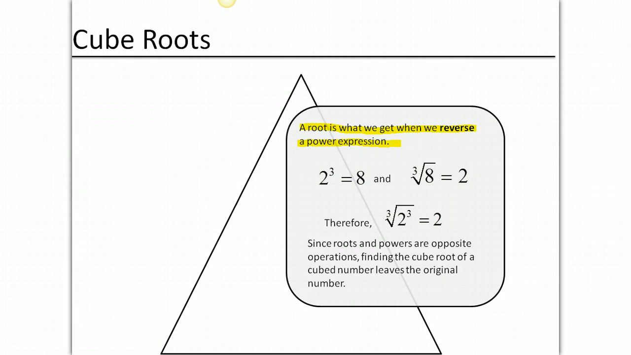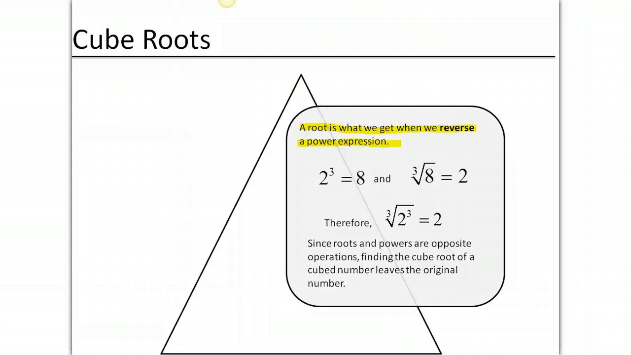So 2 cubed equals 8, as we've seen. And now the cube root of 8 would be 2. If we do the opposite operation on our result, we get back to our original number, 2. So cube root is the opposite operation to cubing.